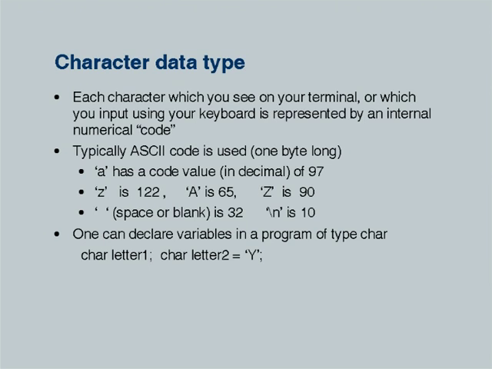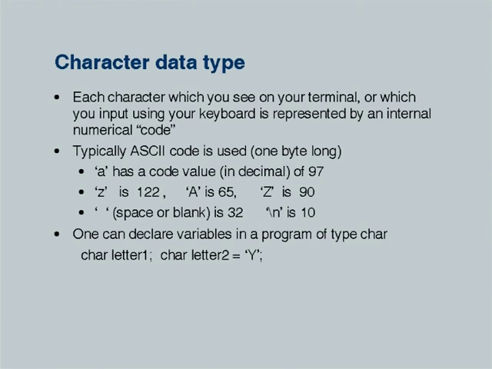The character that you see on your terminal or keyboard again has a unique representation. It is represented by an internal code. Typically, you use ASCII codes. These ASCII codes are available on the internet, in most of the textbooks, as I said. Kahn's book at the end, the first appendix, gives you ASCII codes, which are 8-bit codes for all characters. Represented in decimal, the 8-bit codes for typical letters are this. Small a has a code value of 97. Small z has a code value of 122.